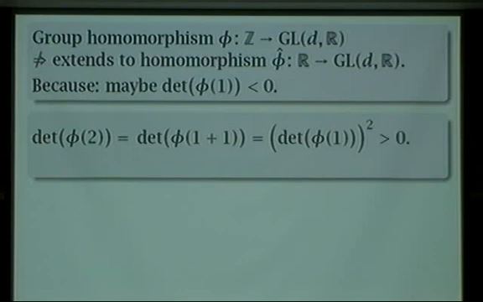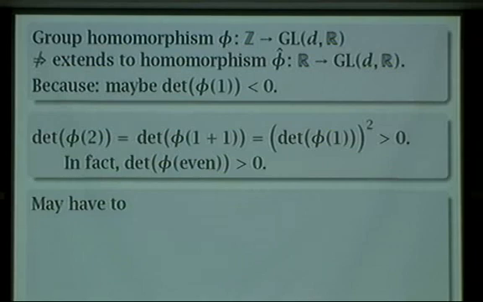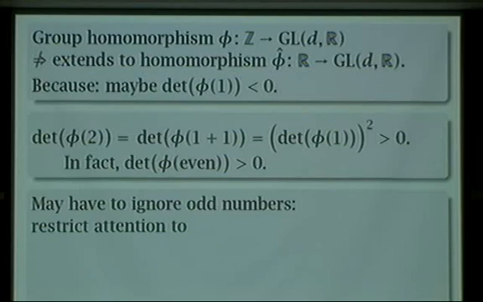So this problem doesn't happen. You don't have this trouble if you just look at phi of 2 instead of phi of 1. And in fact, if you think about it, the same proof shows that the determinant of phi of any even number is going to be positive. Exactly the same calculation shows that. So there's not a problem if we only look at even numbers instead of odd numbers. If you only look at even numbers, you're not going to have negative determinants. So if you're trying to extend a homomorphism, odd numbers might give you a problem, but even numbers look okay. So what we have to do is just ignore the odd numbers. We restrict our attention only to even numbers.